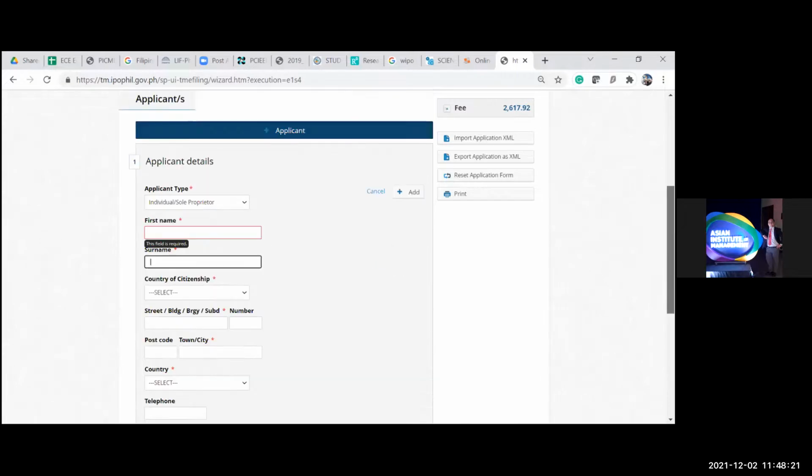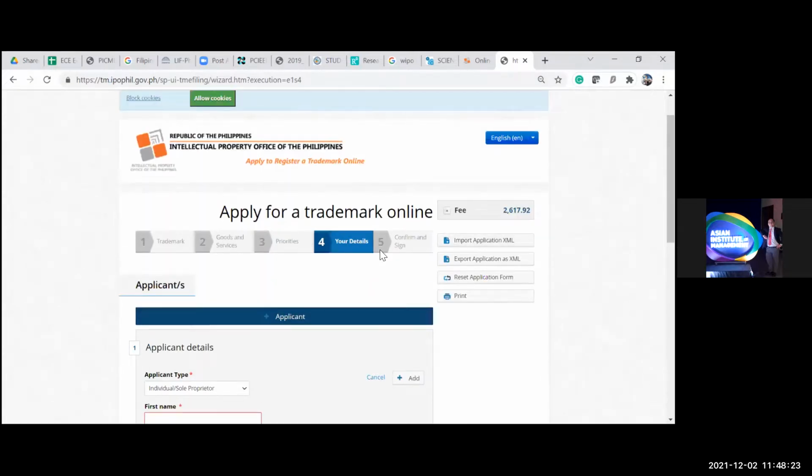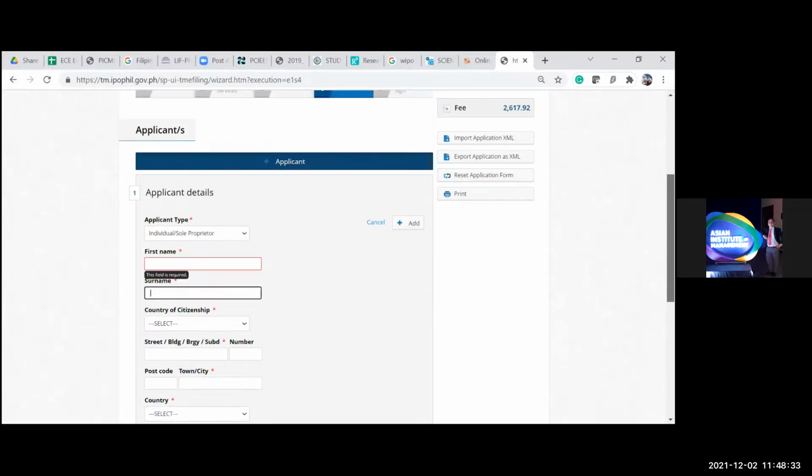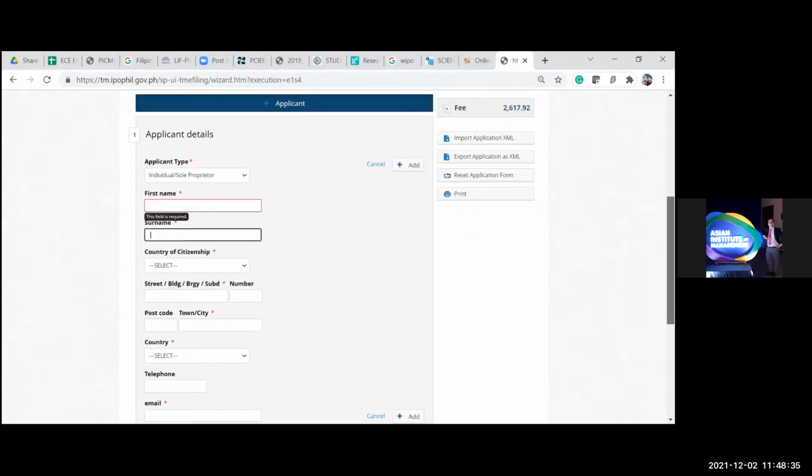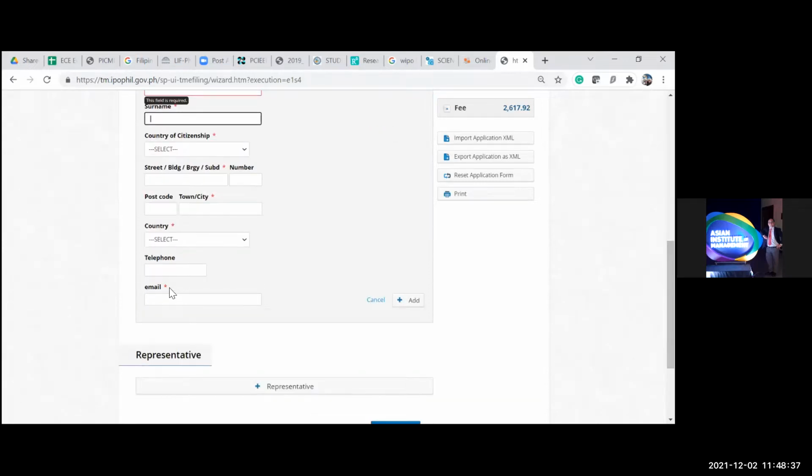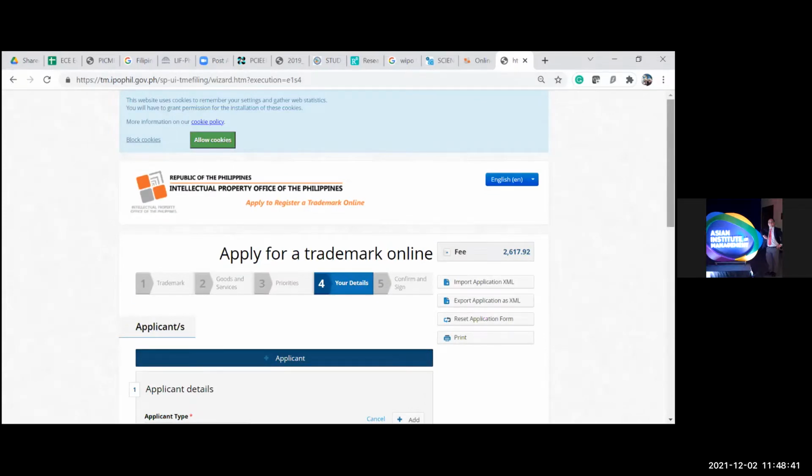And then the last phase would be confirm and sign. They will ask you to confirm and then sign. Basically, once you click everything, they will send you, because you typed here an email address, a link, very important, there's an SLS here, where to pay for your application. So that's how easy it is for trademark, but patent is entirely different.